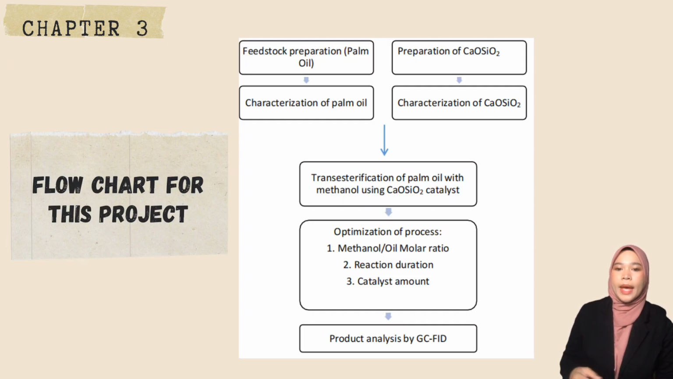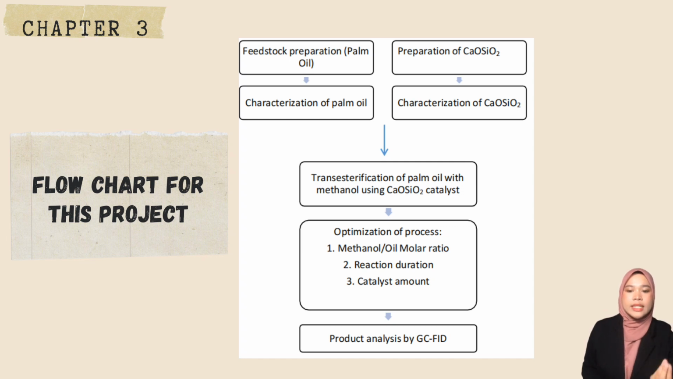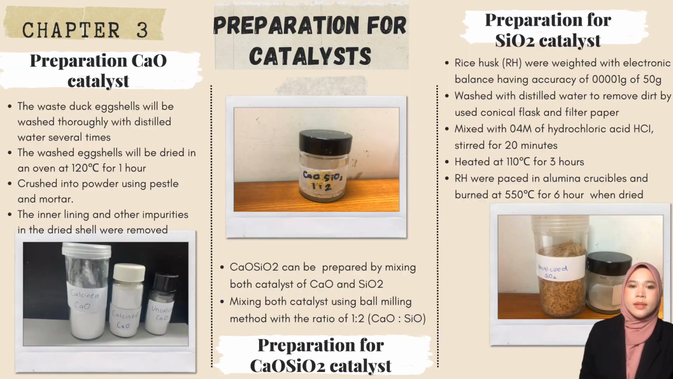First, we need to prepare the feedstock, which is palm oil and CHARACTERIZATION. Step 2 is transesterification of the palm oil with methanol using CHARACTERIZATION catalyst. Step 3 is optimization of process, which is to determine methanol to oil molar ratio. Next is the reaction time and catalyst amount. The last one is the product analyzed by GC-FID.